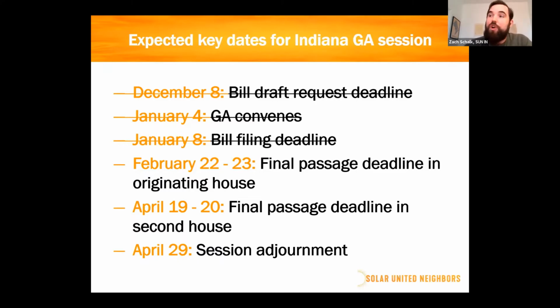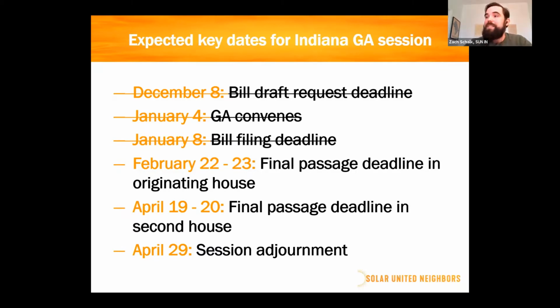But under the current expected schedule, the third week of February is the final passage deadline for bills coming out of their originating houses. Just to be clear on that, bills will have to pass out of their assigned committee first. So if they don't pass out of the committee, they can't pass out of the House. Here in the first couple weeks of February is really when we'll start seeing what bills are going to move this year and what bills won't.